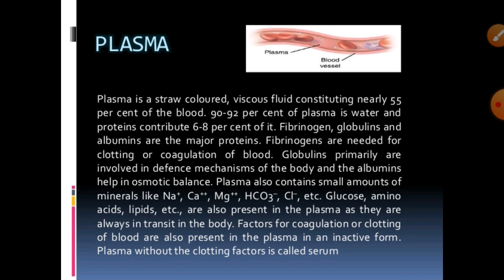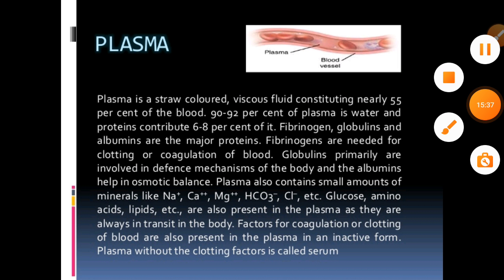It always helps in the prevention of blood loss, and especially fibrinogen helps in blood clotting. It is also helpful for the defense mechanism and helps maintain the osmotic balance, as I have already told you. So you must know that fibrinogen is produced from my liver. It always helps the coagulation or clotting of the blood. So this is the main thing.